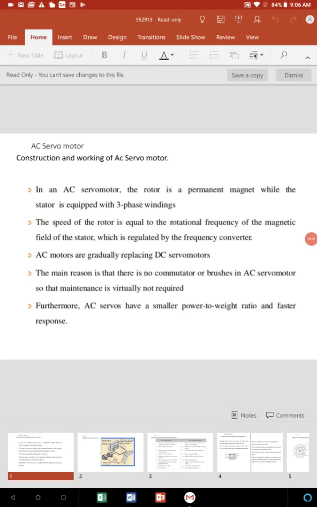Dear students, this slide is about AC servo motors, construction and working, and circuit diagram, and a few points regarding the difference or comparison between DC servo and AC servo motors.